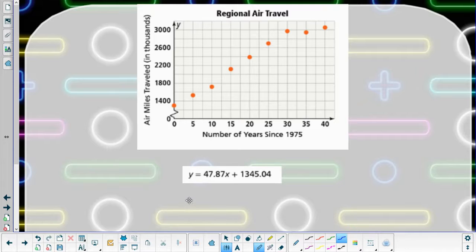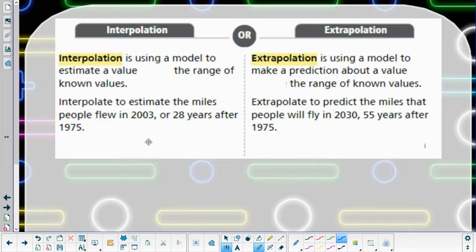Here is the graph. If you were to graph that, interpolation is using a model to estimate values that are within the range of your known values. So we knew from 1975 to 2003, so that was inside our data. Extrapolation is what we just talked about. We talked about 2030 being 55 years after 1975. That is outside of our range of known values, so that's extrapolation. Okay, think of it: inside, interpolation. Outside, it's extra.